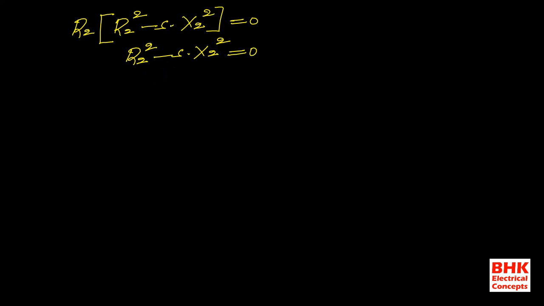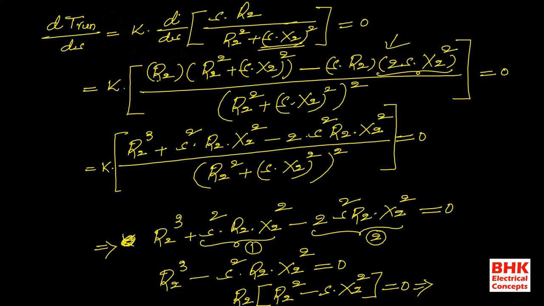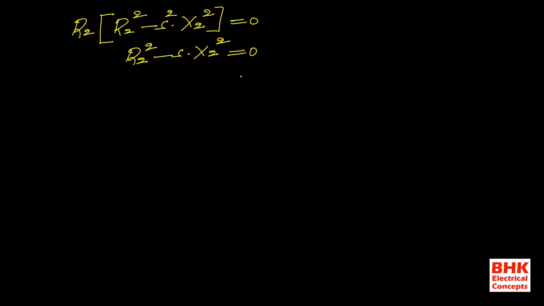Sorry, this is also s square only. Just you can observe here. We are taking common only r2, so this is s square, and here also the same, you will get s square. So here you will get r2 square is equal to s square into x2 square.